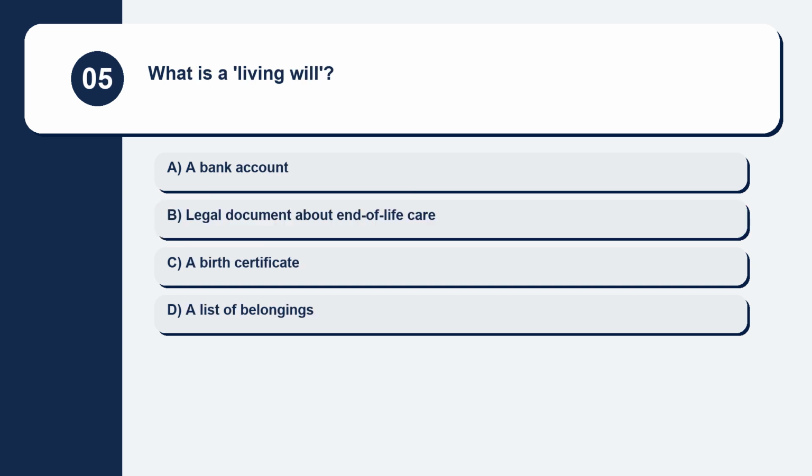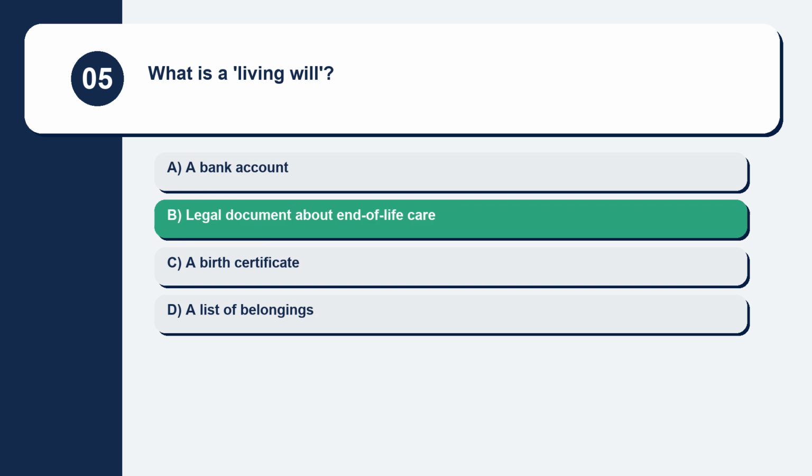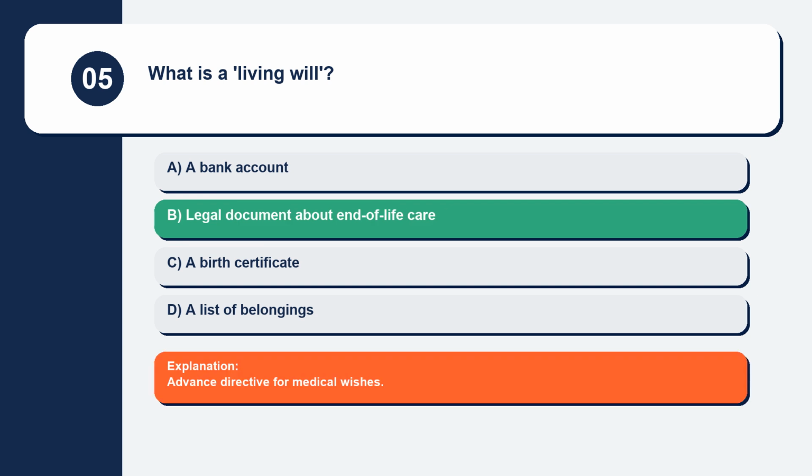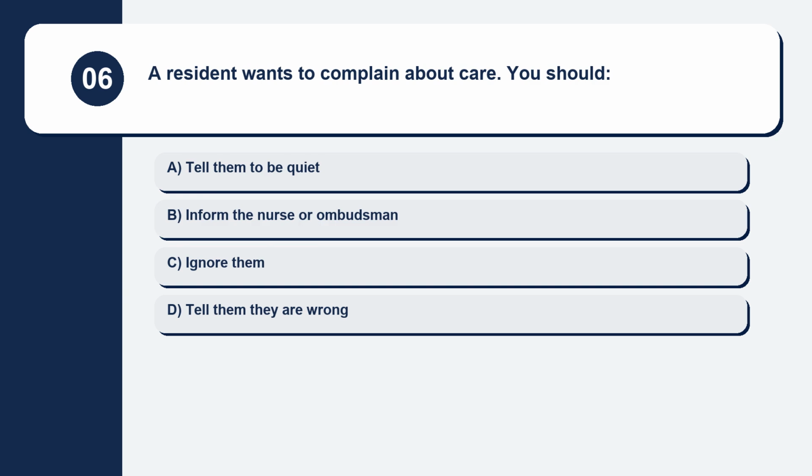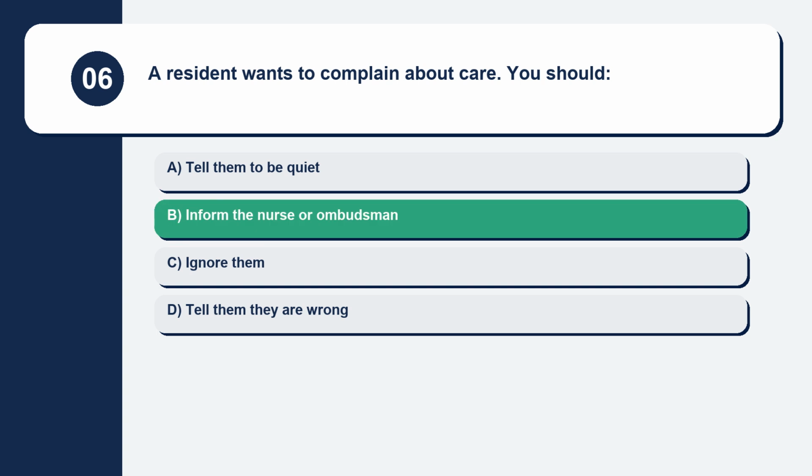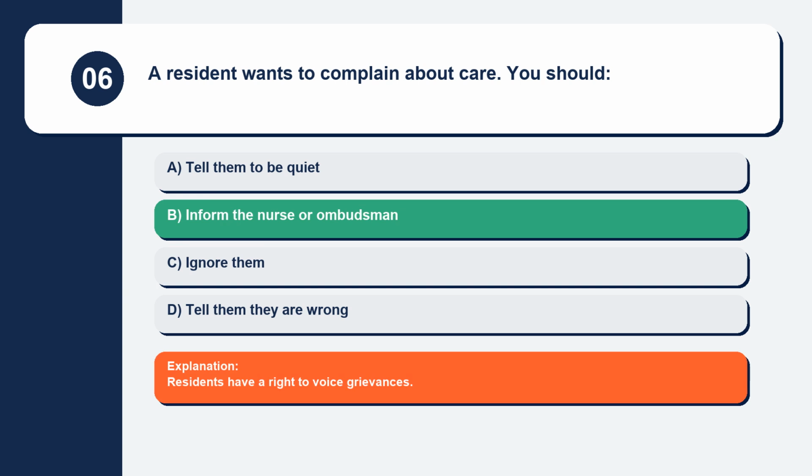Question 5. What is a living will? A bank account, legal document about end-of-life care, a birth certificate, a list of belongings. Advance directive for medical wishes. Question 6. A resident wants to complain about care. You should tell them to be quiet, inform the nurse or ombudsman, ignore them, tell them they are wrong. Residents have a right to voice grievances.